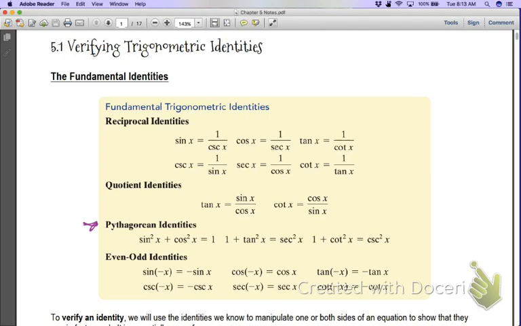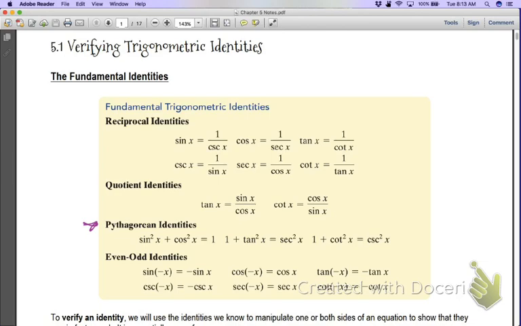Then we had 1 plus tangent squared x is equal to secant squared x, and 1 plus cotangent squared x is equal to cosecant squared x. We really didn't use those a whole lot, as we really just introduced everything to you. And then the last thing was even and odd identities.